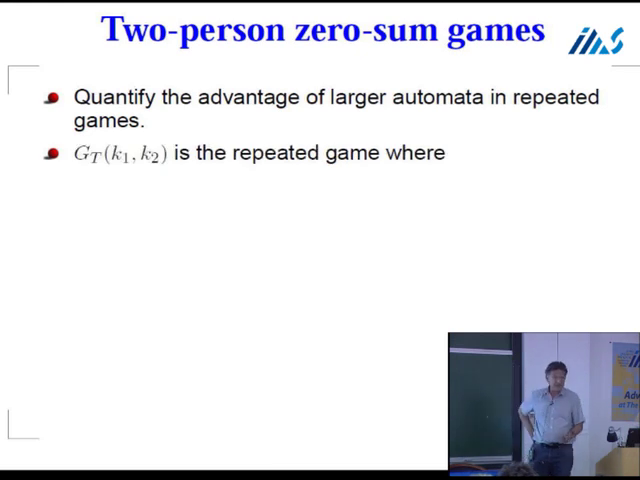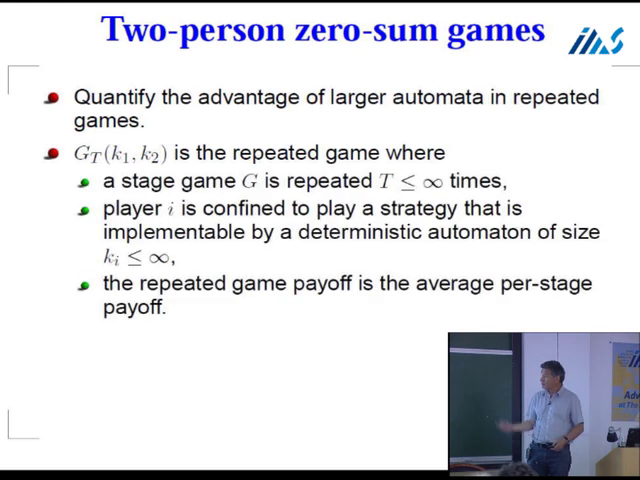Slightly more explicitly, consider the repeated game that lasts for T rounds, where player one has to play a strategy that he could implement with an automaton of size K1, and player two has to choose secretly or randomly a strategy that could be implemented by a deterministic automaton of size K2. So this is that repeated game. Here is the spelling out of what I just said.